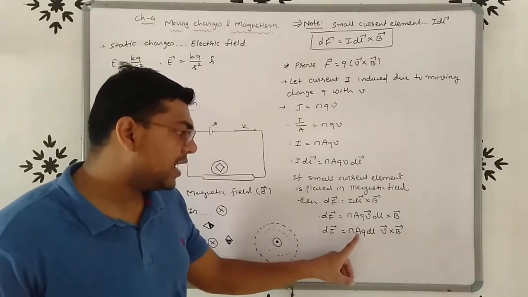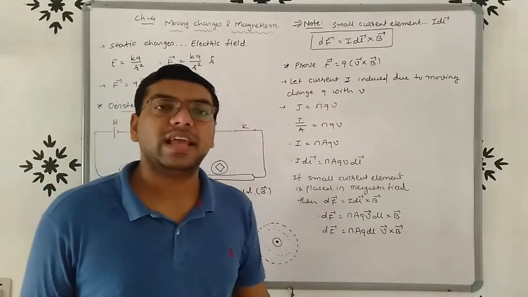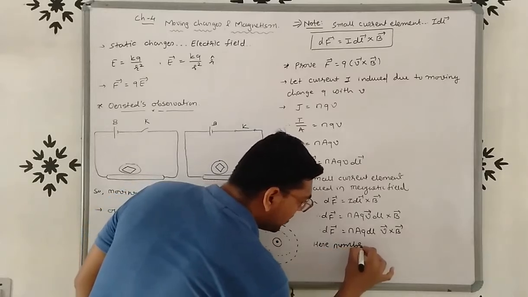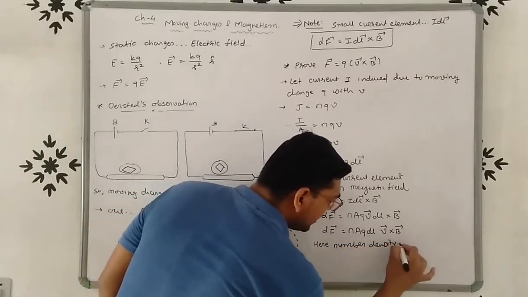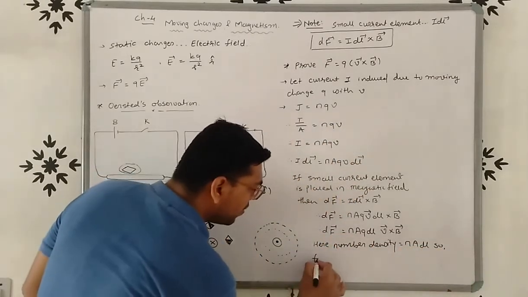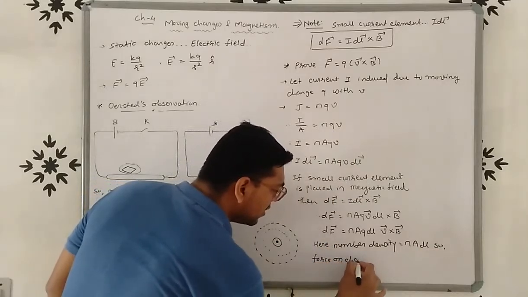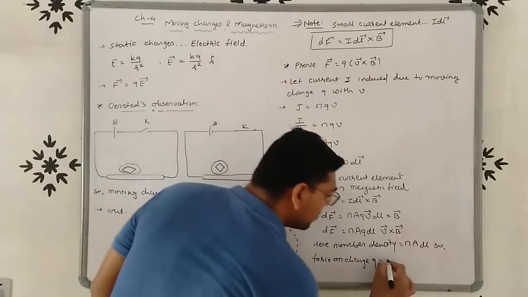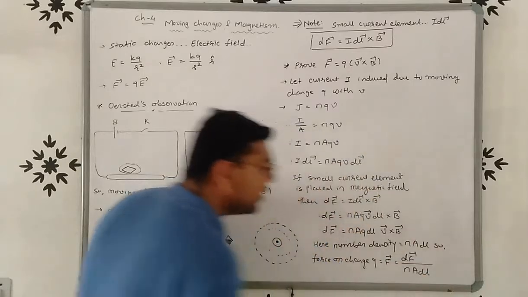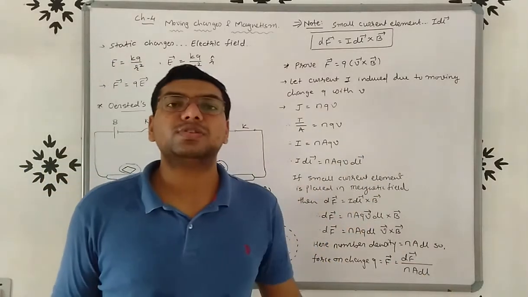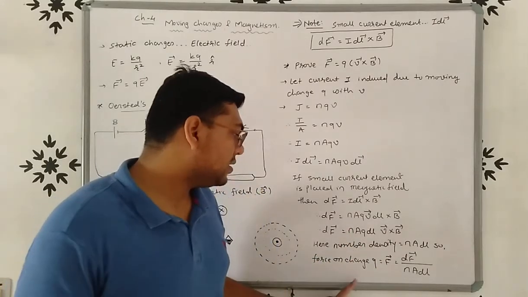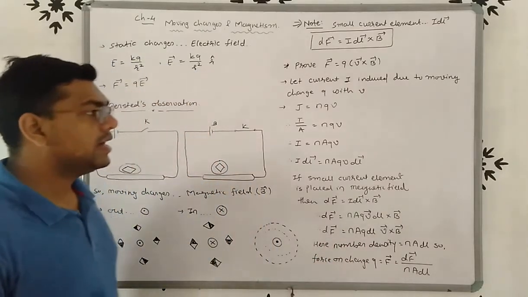So small n into volume, that is area into length, right? So here number density is equal to small n A dl. So the force on charge Q is F is equal to dF upon nA dl. Why? Because we have to find out the force on charge Q. This is the total force, so we have to divide this force dF by the number density, right?